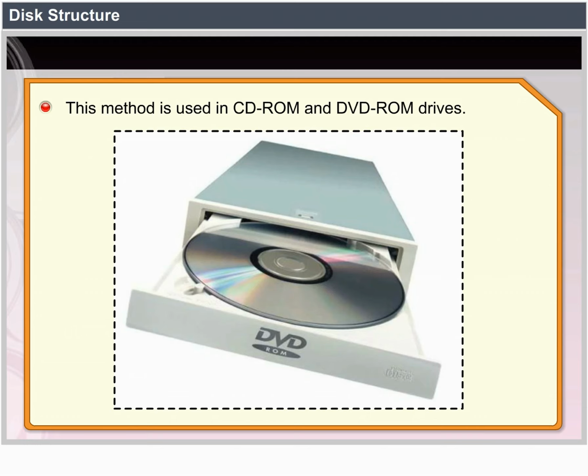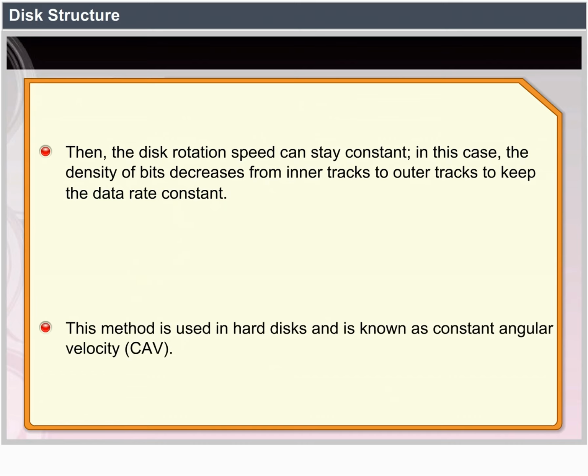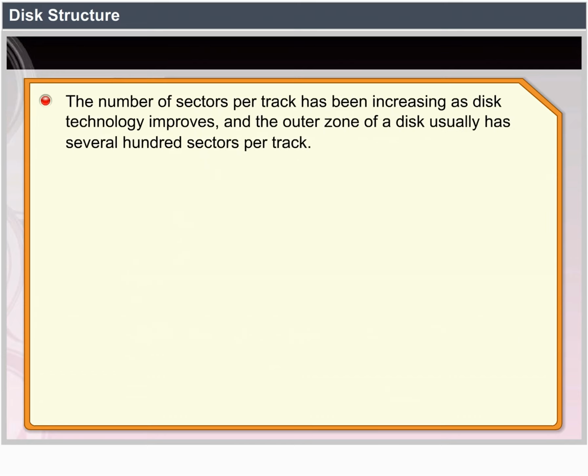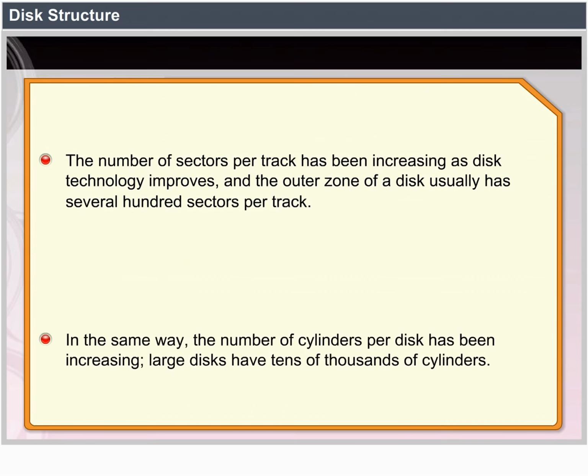Alternatively, the disk rotation speed can stay constant. In this case, the density of bits decreases from inner tracks to outer tracks to keep the data rate constant. This method is used in hard disks and is known as constant angular velocity (CAV). The number of sectors per track has been increasing as disk technology improves, and the outer zone of a disk usually has several hundred sectors per track. Similarly, the number of cylinders per disk has been increasing. Large disks have tens of thousands of cylinders.